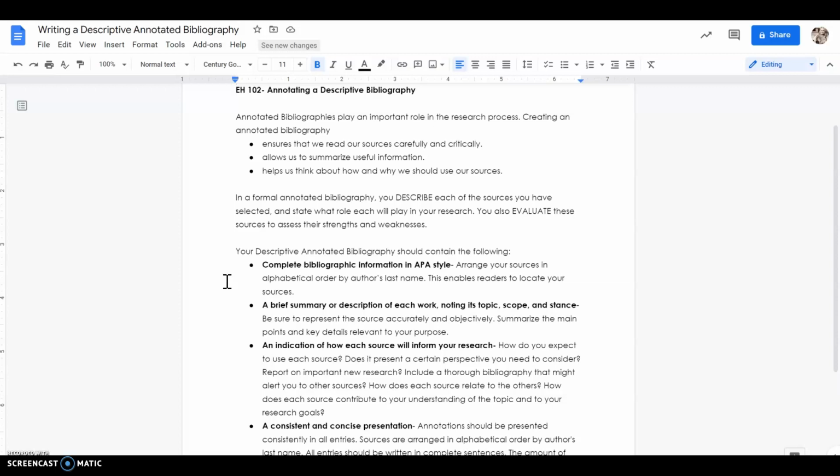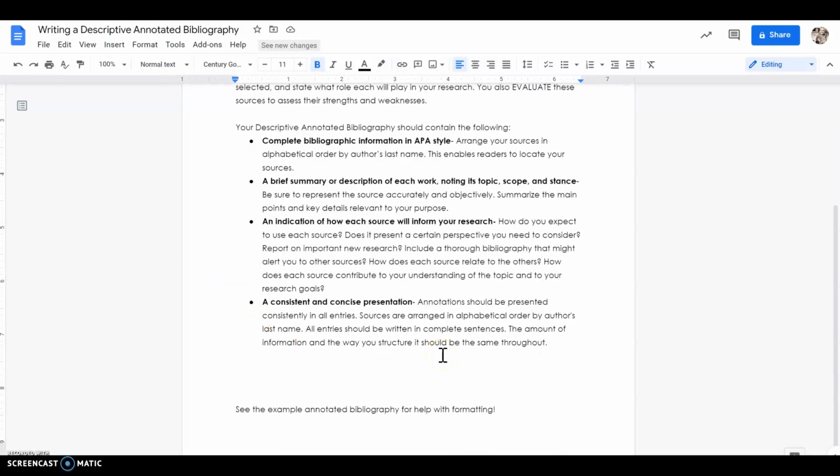in your research essay. And then the last one is more of a tip than a component, but you want to always think about balance and you want to think about consistent and concise presentation. We talked about it being written in alphabetical order. That helps us keep everything lined up, and that also transfers over to your works cited page for your research paper, which really is like a bonus because you're pre-doing that before you have to do it on the works cited page. And you're going to do that consistently in all of your entries. All the entries should be written in complete sentences. The amount of information and the way you structure it should be the same throughout.